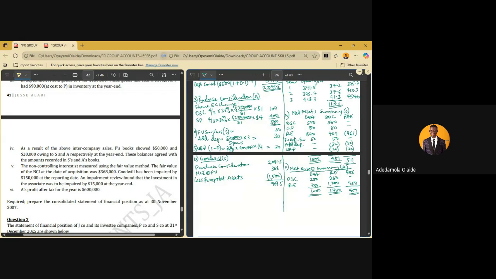I think their intention is for us to take all of these figures at round figure, but no problem, it's still fine. That's goodwill at acquisition. Then impairment is how much? 150,000. So if we take out 150, what is goodwill at consolidation? 759.5. Are you sure? 759.5. Oh yeah, the person that has a question, go on with your question.